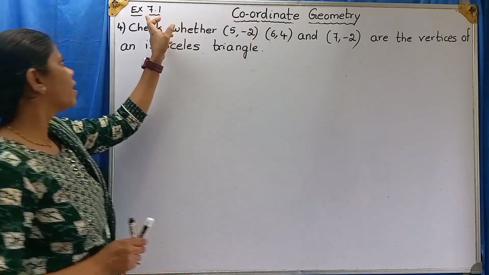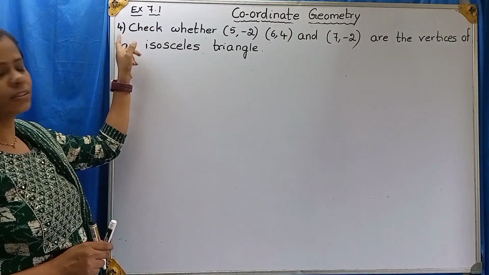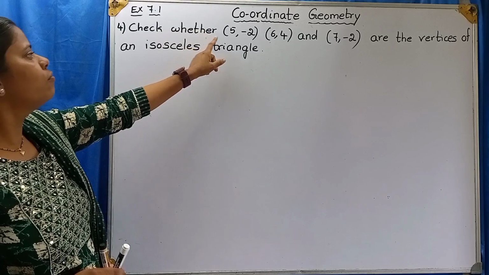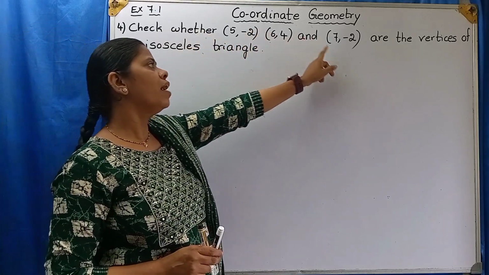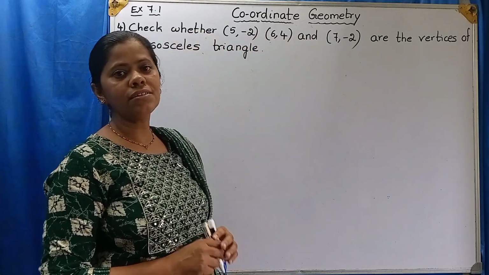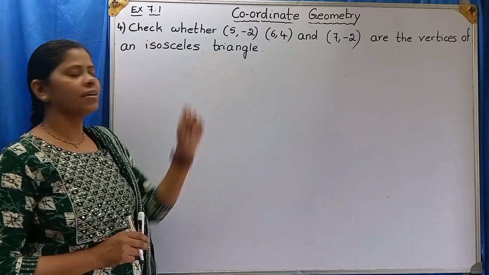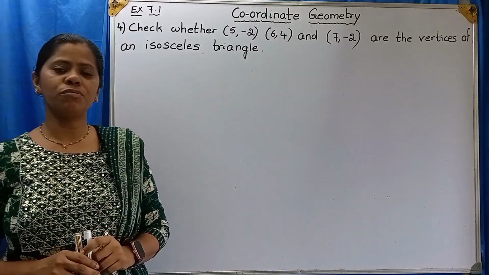Coordinate geometry, exercise 7.1, fourth question. Check whether (5, -2), (6, 4) and (7, -2) are the vertices of an isosceles triangle. Let us solve this problem.